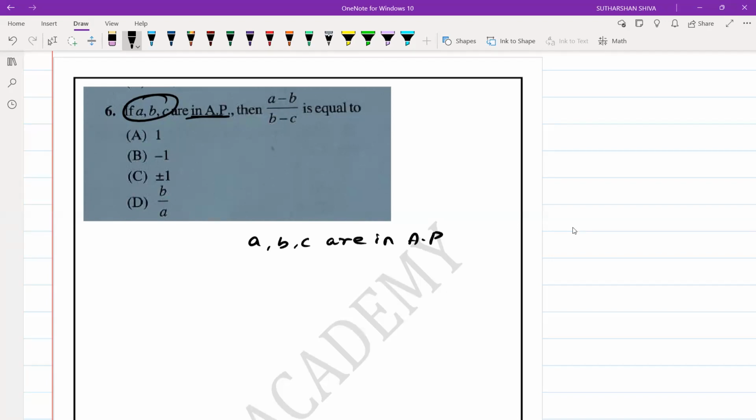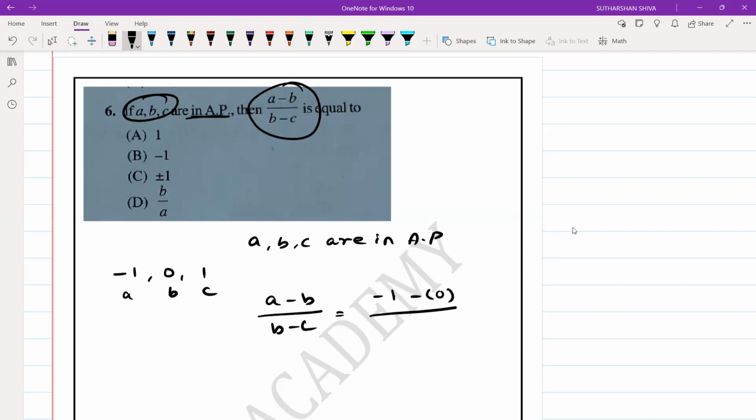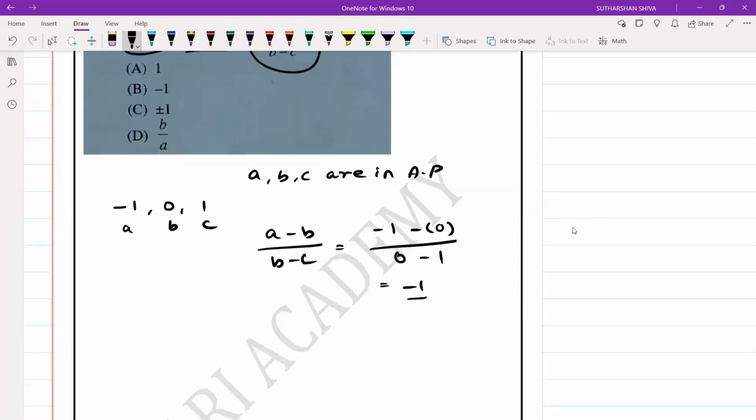So obviously I will take very simple continuous values: -1, 0, +1. What are they asking? A minus B divided by B minus C. Here this is A, this is going to be B, this is going to be C. So -1 minus 0 divided by, what is the B value? 0 minus 1, and the C value is 1. Now it's nothing but -1 divided by -1. My final answer is going to be 1.